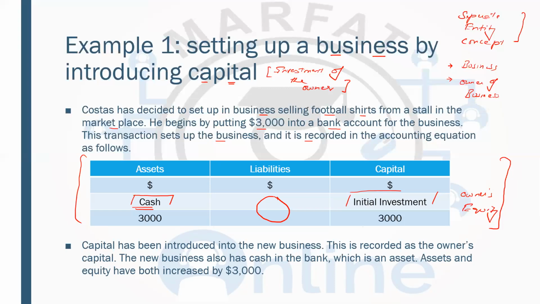So this transaction was having two aspects because we are dealing with the duality concept. The first aspect is the increase in the asset, in the form of cash, and then the increase in the amount of capital, which is the owner investment. So these are the two aspects. And you see the equation is balanced. Assets is equal to liabilities plus capital. So we are talking about assets is equal to liabilities plus capital.